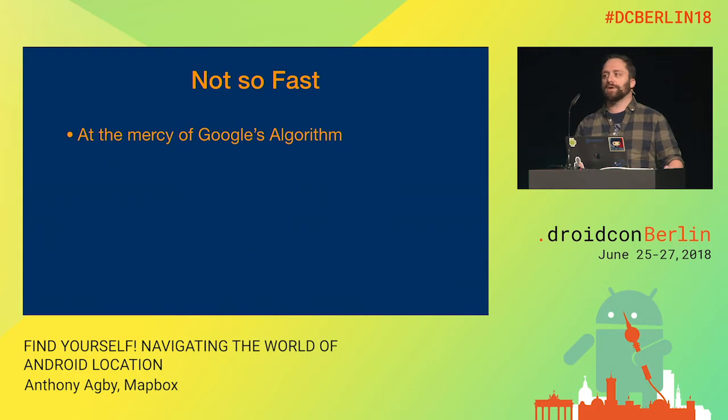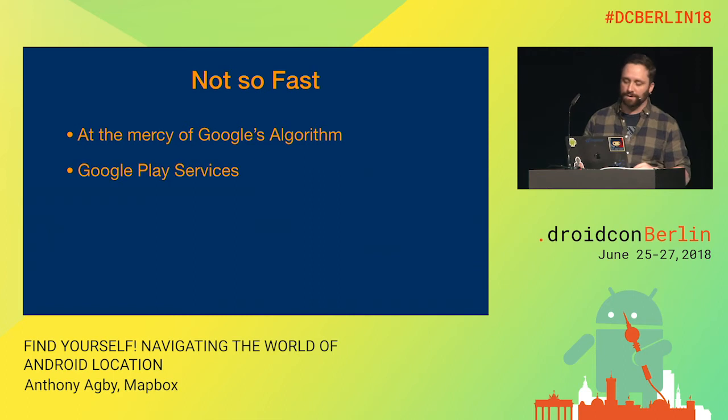So basically, you're at the mercy of Google's algorithm when you use the Fused Location Provider. What is this location point they're giving you? Is it a real point? Is it a software-generated point? Are they preferring Wi-Fi? Are they preferring GPS data? That's important to you depending on what your use case is. So if you're doing a running app, you may not want to rely on Wi-Fi data more than GPS data. These are all factors you need to think about when you're using the Fused Location Provider.